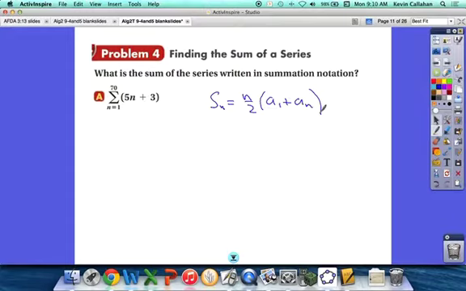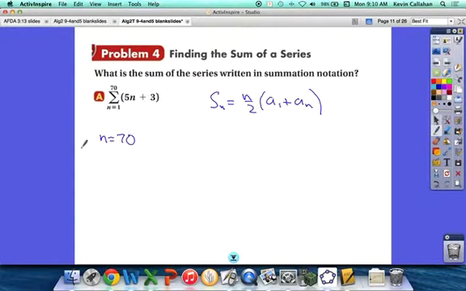First, how can you tell how many terms you're going to generate if it goes n equals 1 to 70? How many terms is that going to be? Looks like it'll be 70 terms, right? If it starts at 1 and it goes to 70, that's 70. So n equals 70.